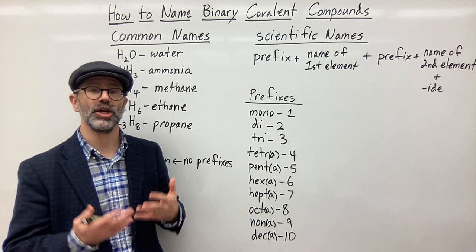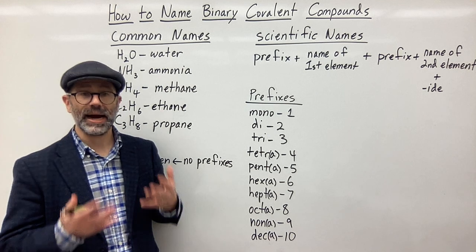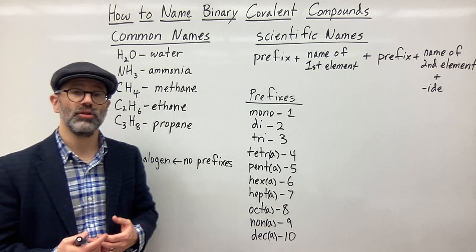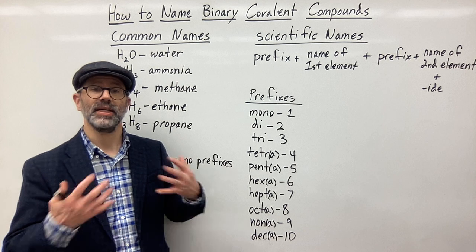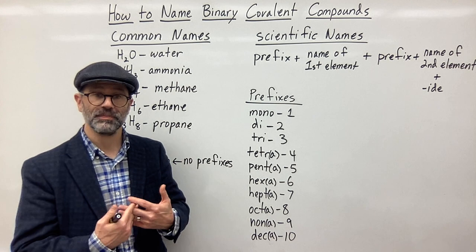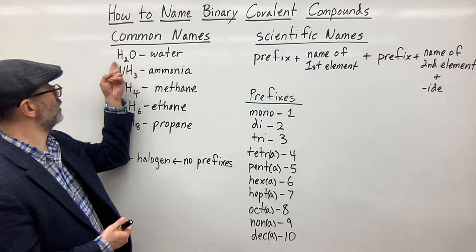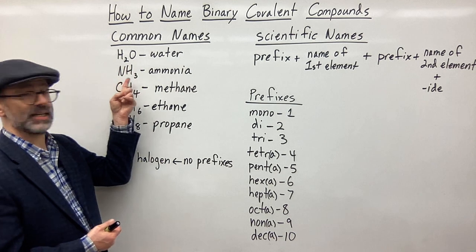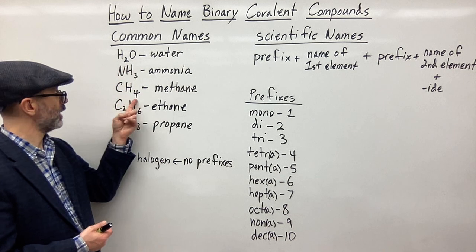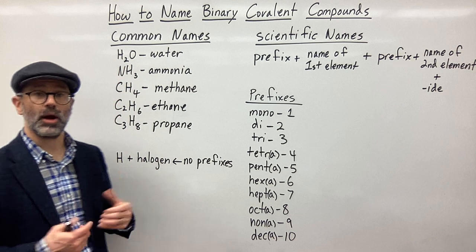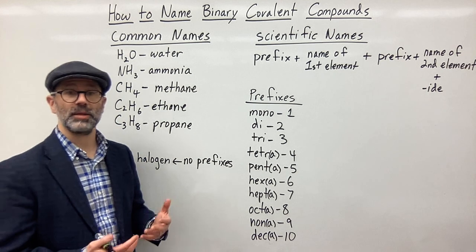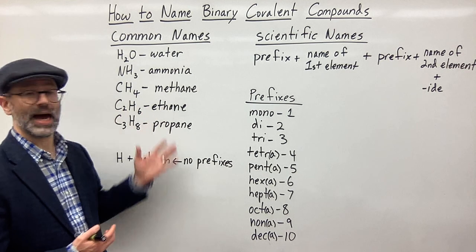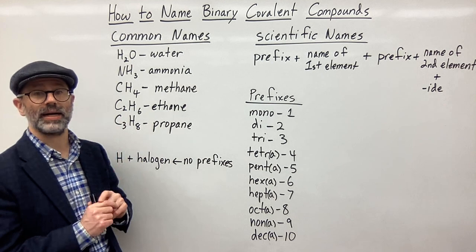what a binary covalent compound is. Binary means two, so this would be a covalent compound that has two different elements bonded together. So, for example, we have hydrogen and oxygen, nitrogen and hydrogen, carbon and hydrogen, all of these. These are examples of binary covalent compounds. They're covalent because they're all nonmetals. You have two nonmetals bonded together.